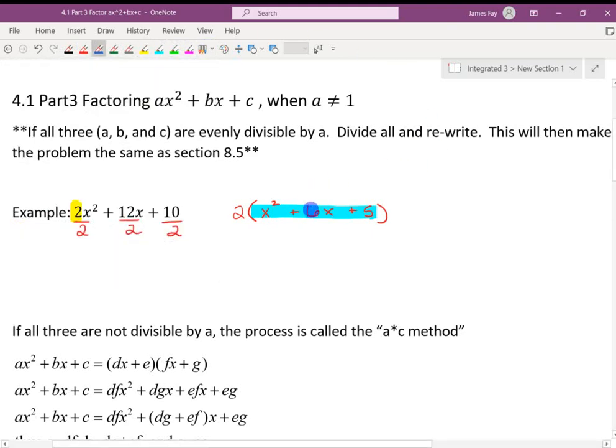Now, does this thing here look exactly like what we were talking about last week? Can I take 2 numbers that multiply together give me 5 and add to give me 6? What 2 numbers multiply together give me 5 but add to give me 6? 1 and 5. So I'm going to rewrite this as 2 times x plus 1 times x plus 5.